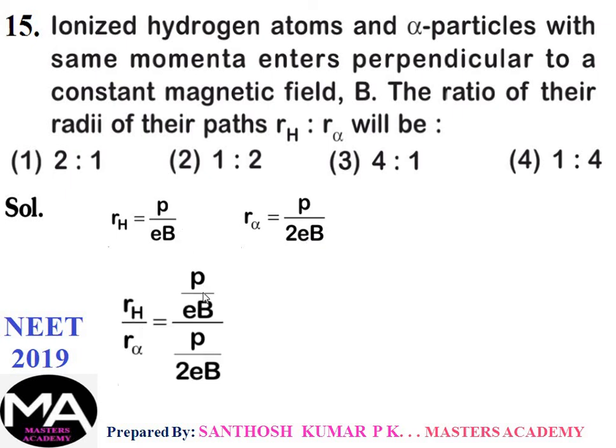RH by R alpha is equal to P by EB by P by 2EB. P by EB cancels, so you will get answer. It is RH by R alpha is equal to 1 by 2. When it comes to numerator, it becomes 2 by 1. Therefore, the ratio is 2:1. So, option is first one, 2:1.